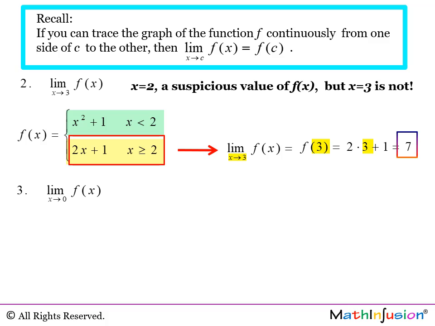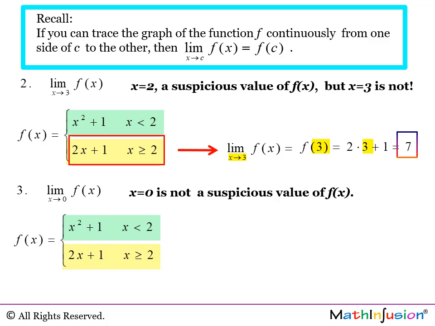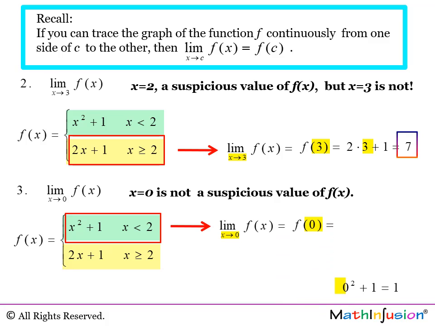The same is true for the limit of the function when x approaches 0. x equals 0, calculus speaking, is not a suspicious point on the function, and it's really far away from the suspicious point, which is x equals 2. So we can just comfortably go and substitute in the function, and f of 0 is 0 to the power of 2 plus 1, and we get 1.